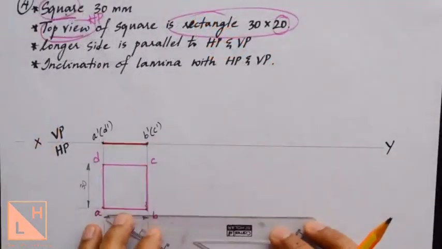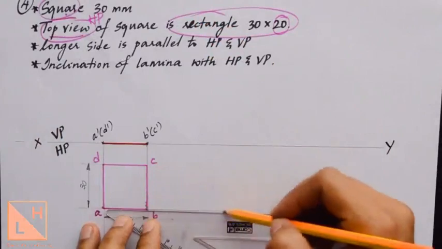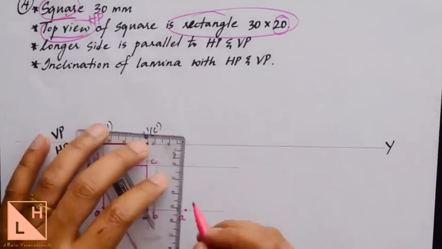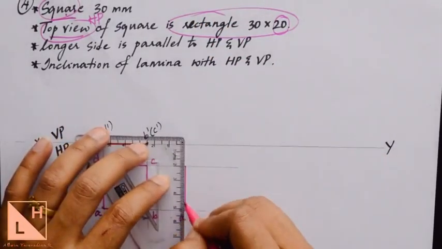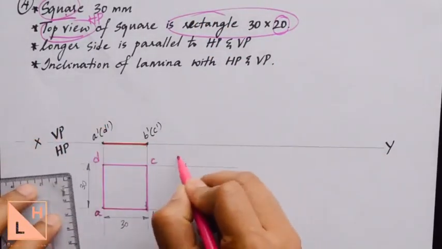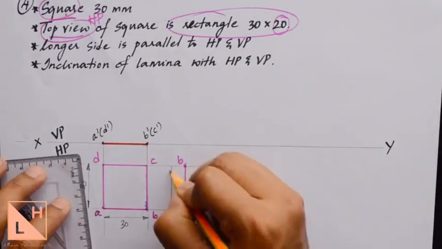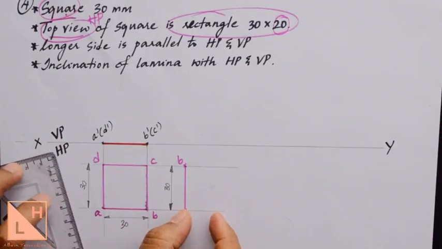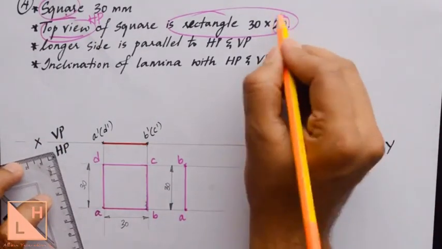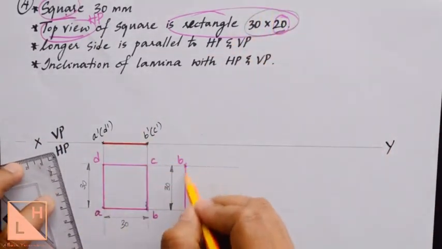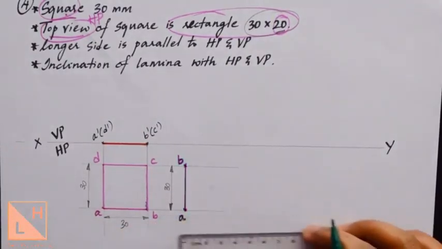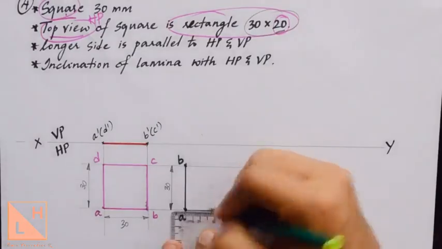You can draw projection lines horizontally because the vertical dimension remains same, 30 millimeters. You can choose any point here. The vertical dimension remains same, 30 millimeters. This horizontal distance is going to change to 20 millimeters, as you see here, 30 by 20. So we have 30 vertical, the horizontal distance is going to become 20 millimeters. Measure 20 millimeters.